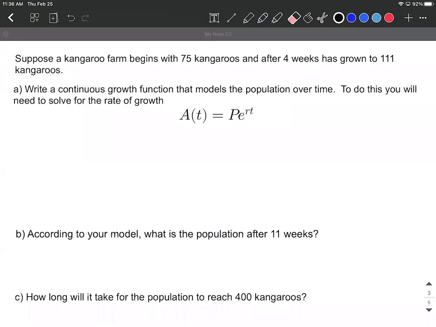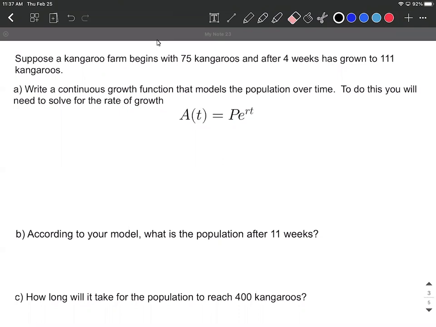In this example, we're given some information about a kangaroo farm. We begin with 75 kangaroos, and then after 4 weeks, it's grown to 111 kangaroos. All right, so our goal is to write a continuous growth function that models this population over time.